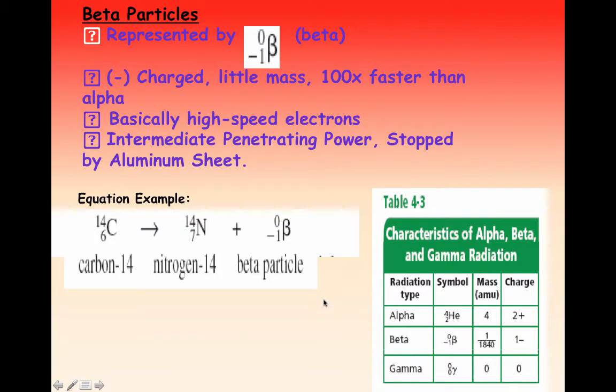All right, beta particles are basically just electrons. When an atom gives off a beta particle, it's basically just giving off an electron. So it doesn't really affect the atomic mass, but it can affect the atomic number. Here's an example, carbon-14, which is present in all living things. It actually decays into nitrogen-14, and so you can see that it gives off a beta particle.